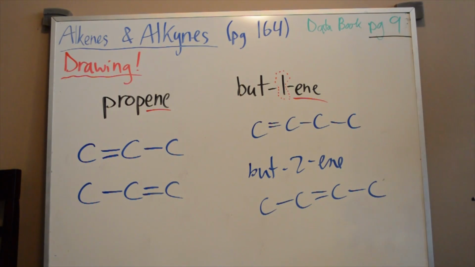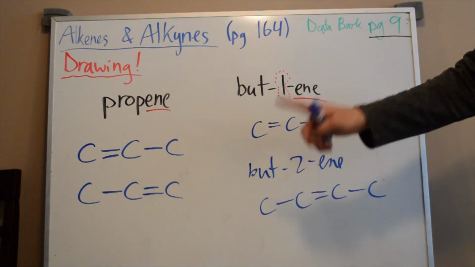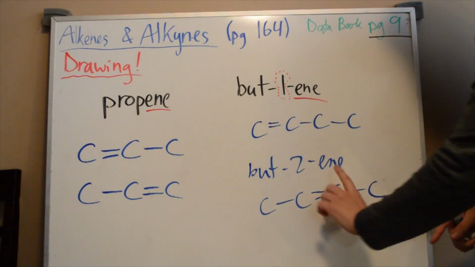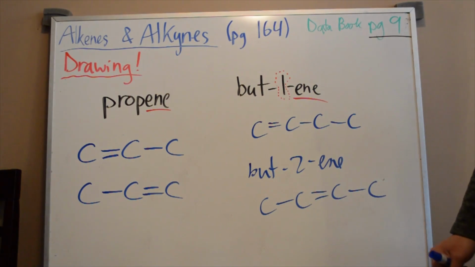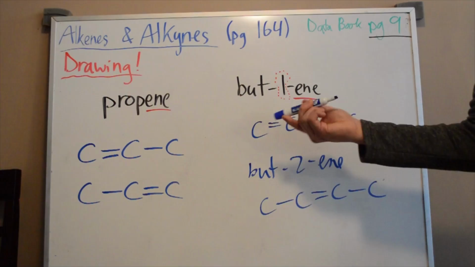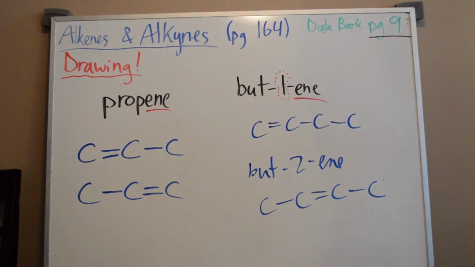For butene, it does matter where the double bond goes. But-1-ene, if the double bond is on the first carbon, is a very different molecule than but-2-ene. This flipped around is still but-2-ene. But-1-ene, there's no way you could flip it to make it but-2-ene. They would be different molecules every single time.